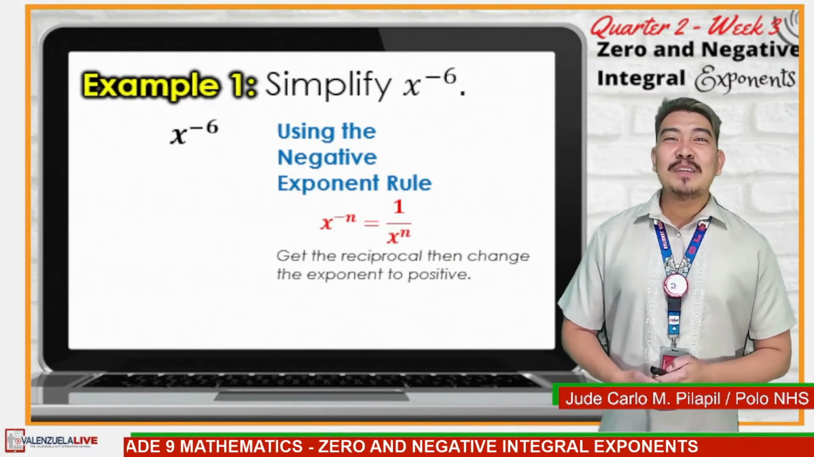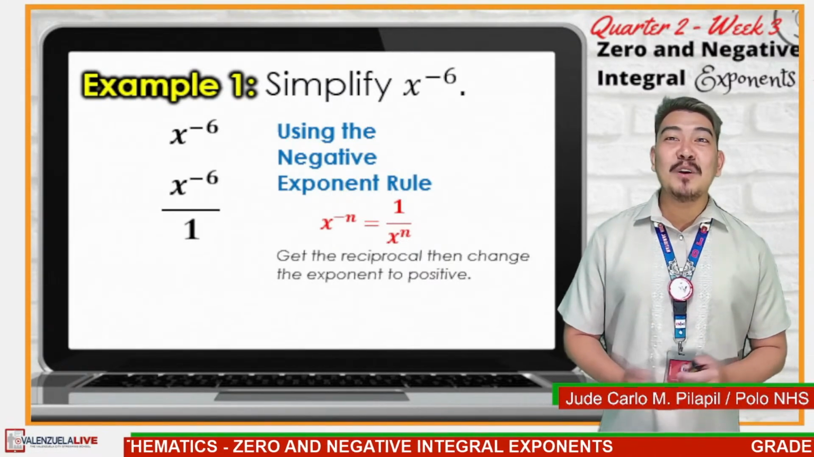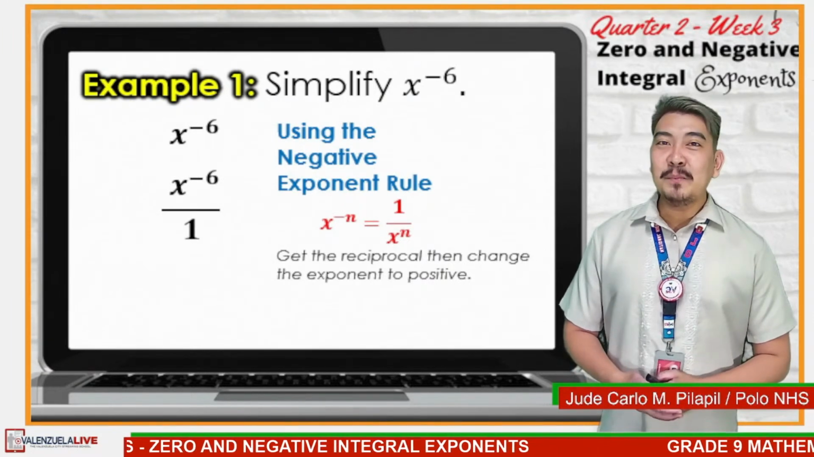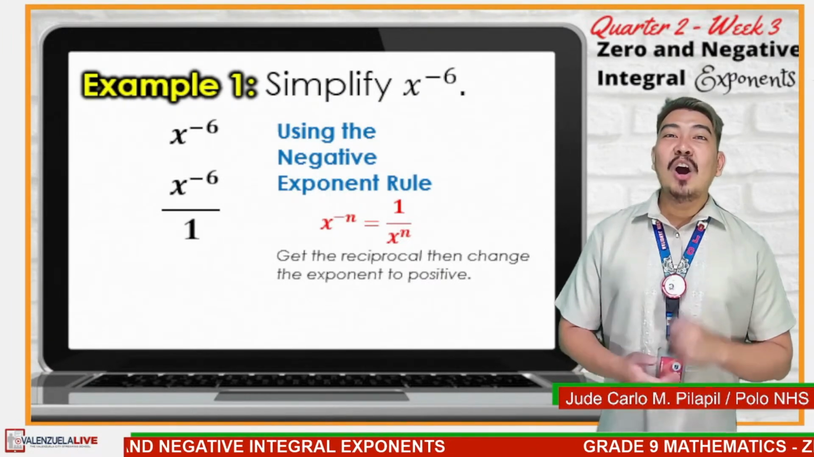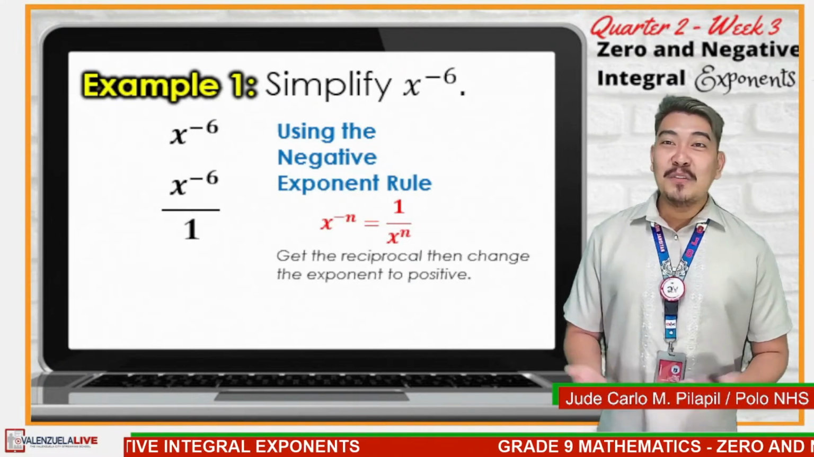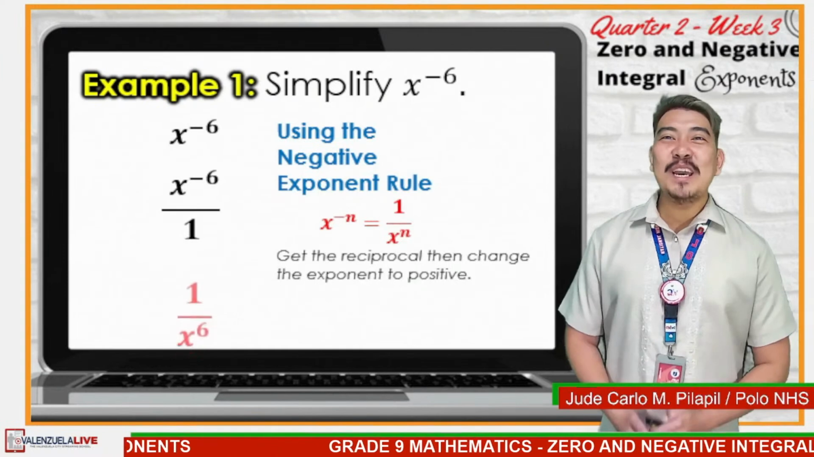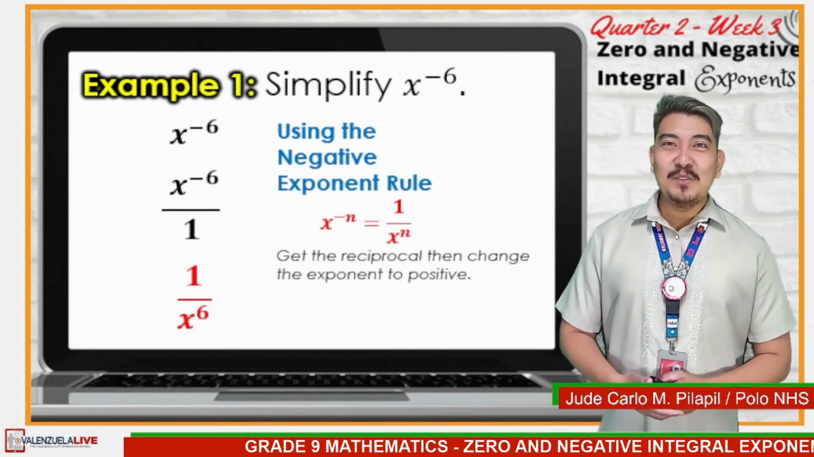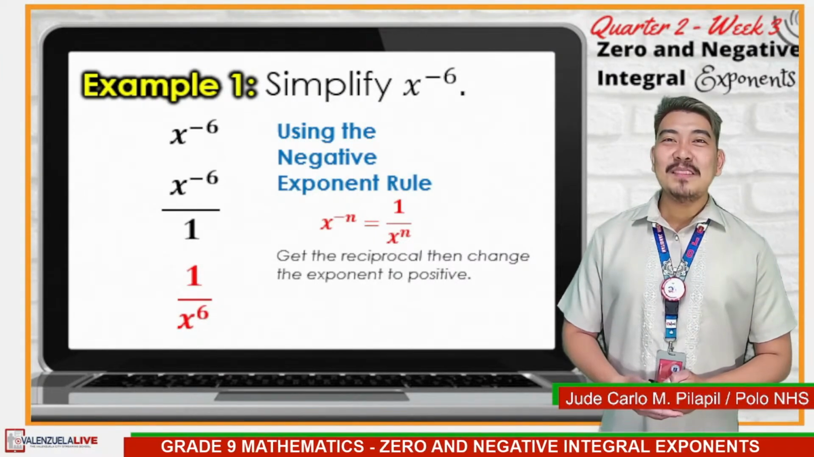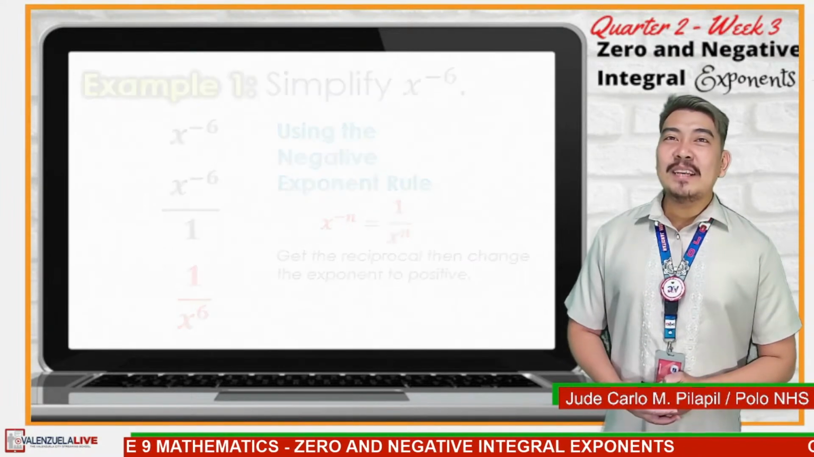We just get the reciprocal of x raised to negative 6, then change the sign of the exponent to positive. Remember that x raised to negative 6 has a denominator of 1. Getting its reciprocal and changing the sign of the exponent to positive, the final answer will now be, that's great, 1 over x raised to 6. Let us have the other example.